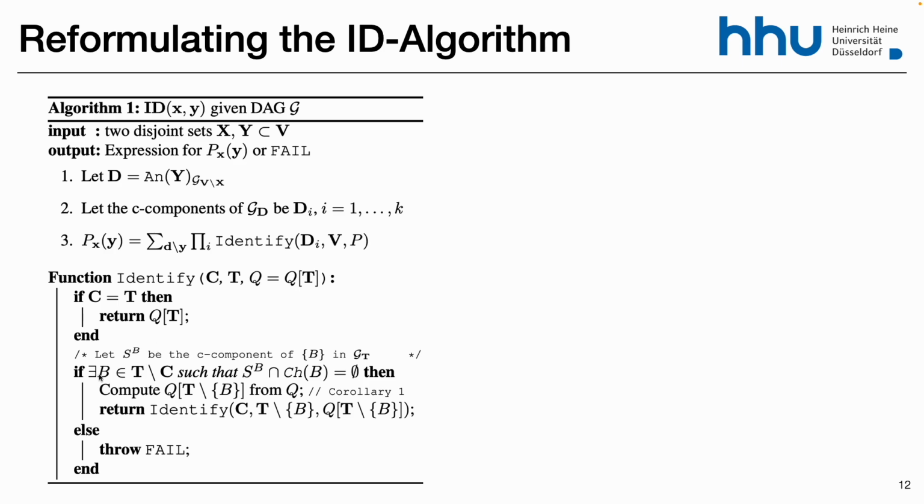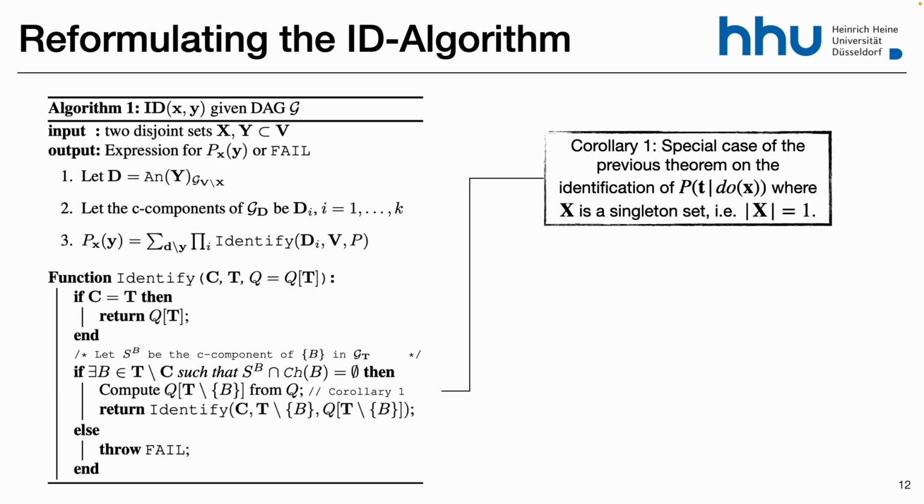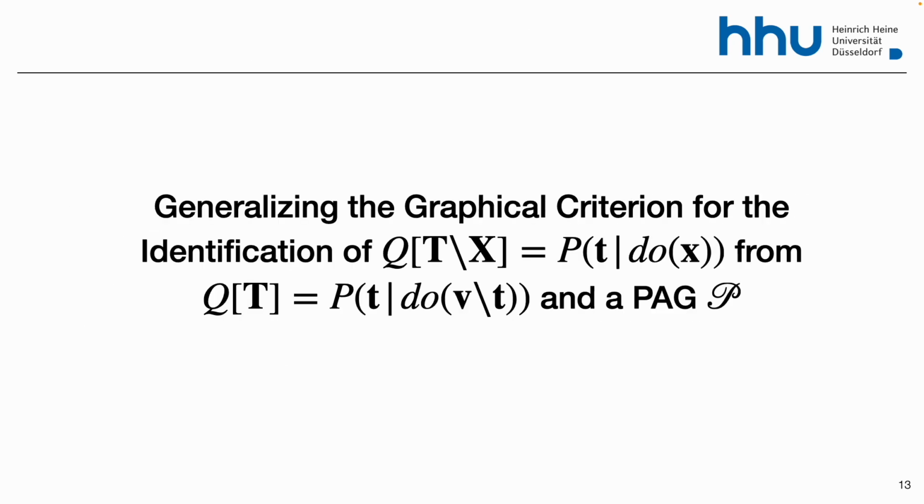So B here is just a variable that satisfies this condition. So you always can compute Qt minus b when b satisfies this condition. Of course, this is not efficient. That's why that's not the main version of the ID algorithm. But this was used as a base for the generalization to PEGs, right? So this is what we saw.